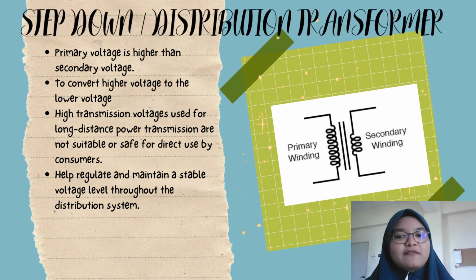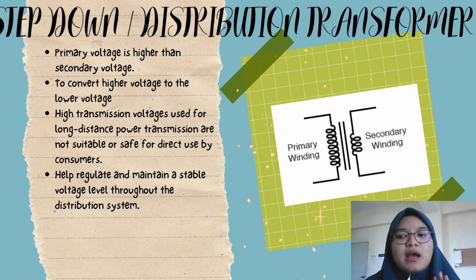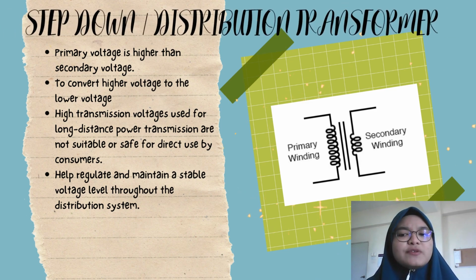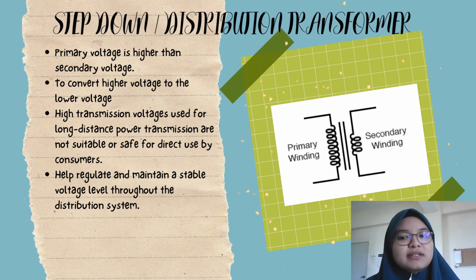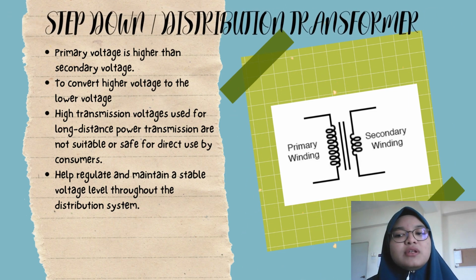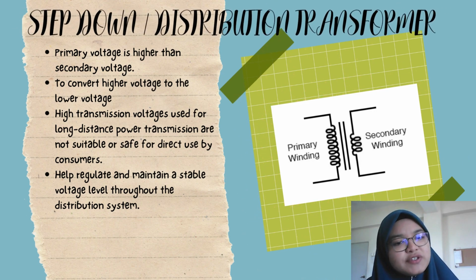Moving on, we have the distribution transformer as one part of the step-down transformer. Unlike a step-up transformer, this is a transformer in which the primary voltage is higher than the secondary voltage. This type of transformer is needed to convert high voltage to lower voltage. Why do we need to lower the voltage after going through the transmission line?